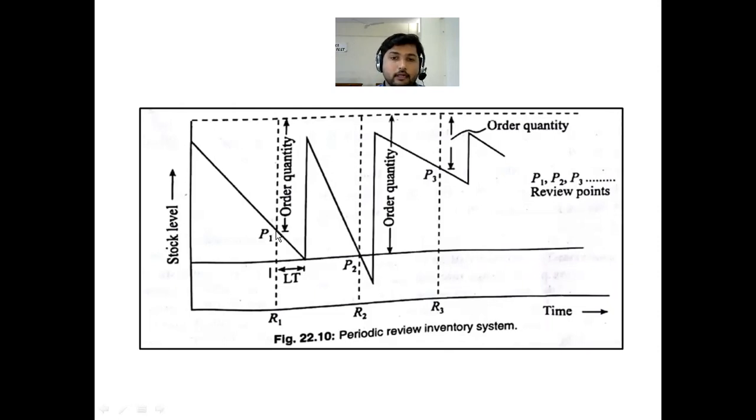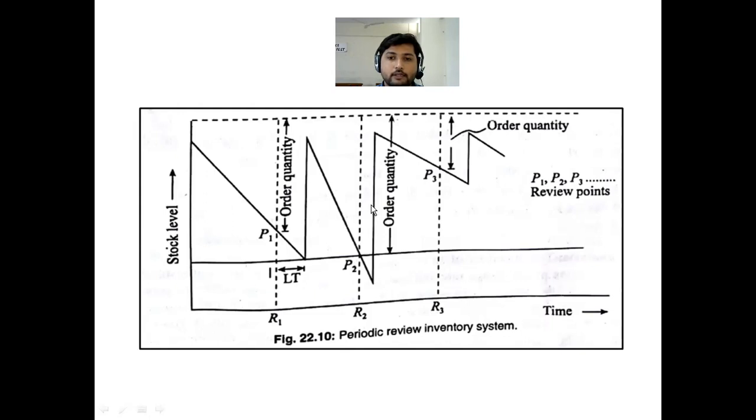If you consider this stock level, at that time you need to buy only this much quantity, only from this P1 point to this dotted line. Then once you reach this point, you need to buy the difference between the minimum stock level and the maximum stock level. So here the quantity will vary.